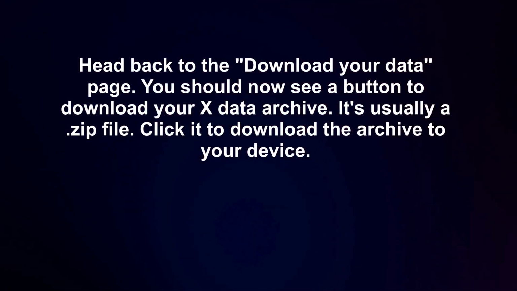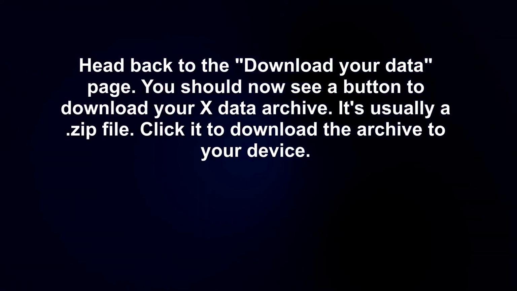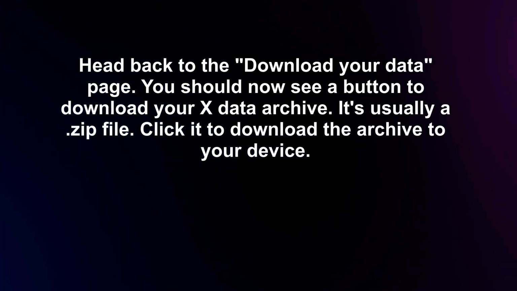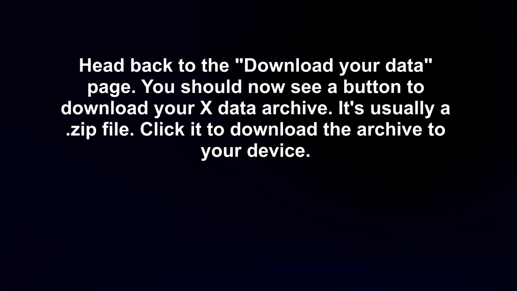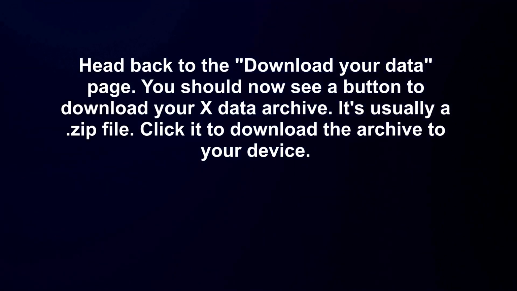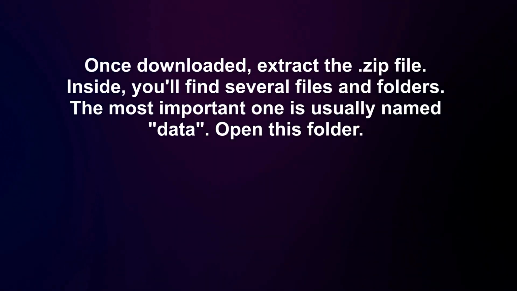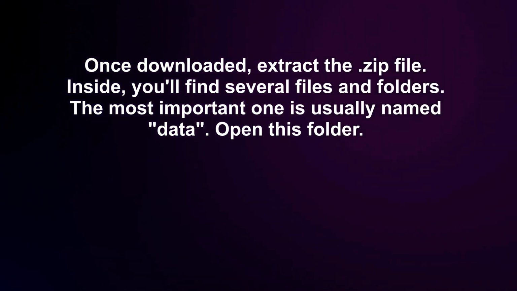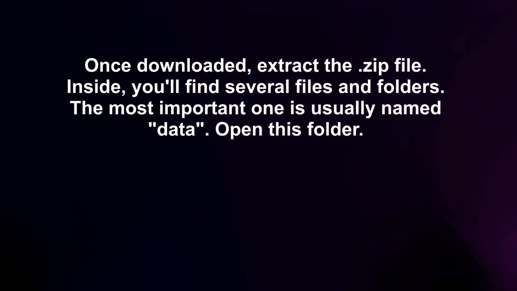Head back to the Download Your Data page. You should now see a button to download your X data archive. It's usually a .zip file. Click it to download the archive to your device. Once downloaded, extract the .zip file. Inside, you'll find several files and folders.